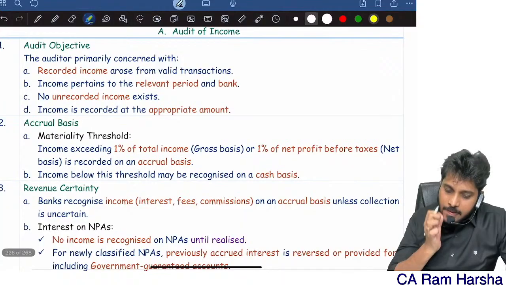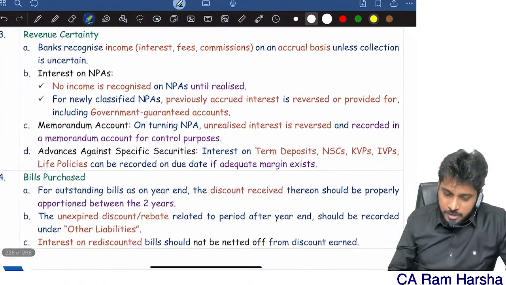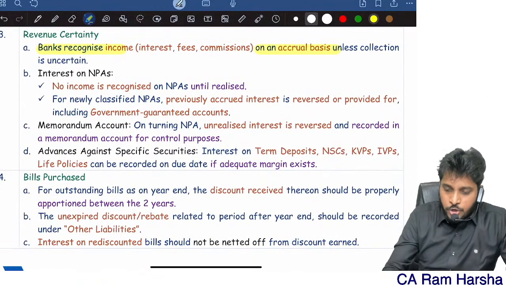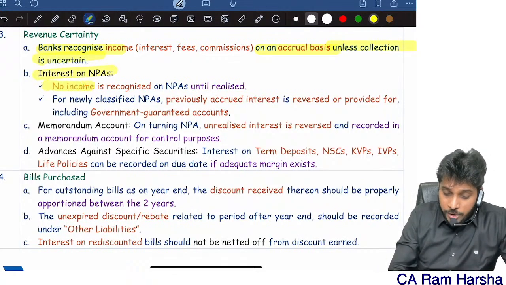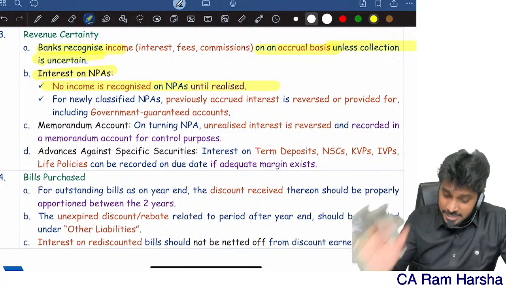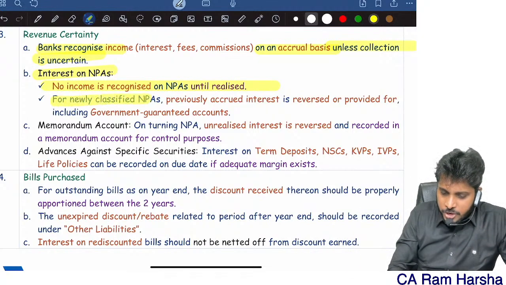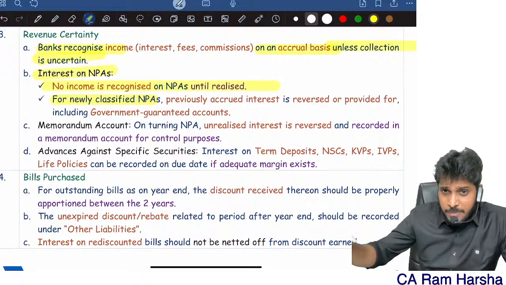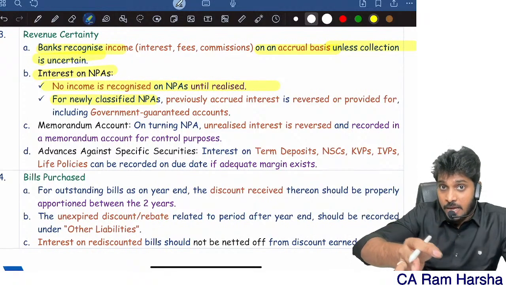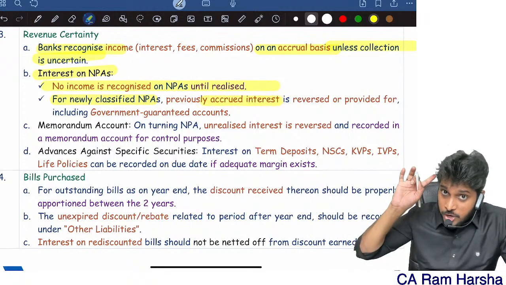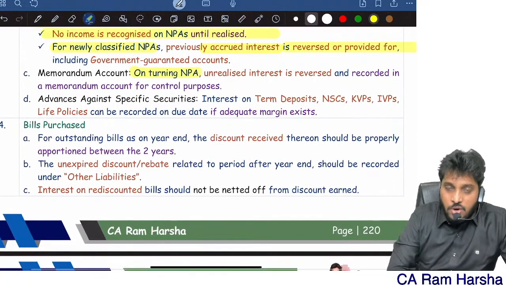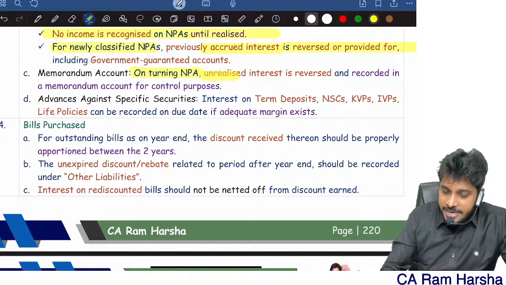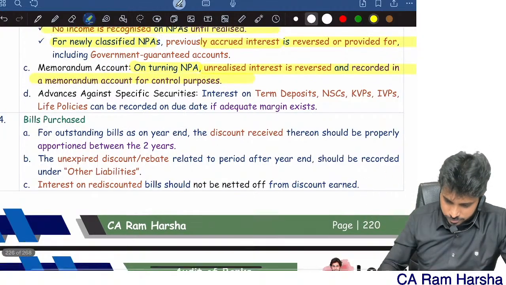Generally, what is audit of income? Banks recognize income on accrual basis unless collection is uncertain. Whereas on NPA, no income is recognized until it is realized. However, for newly classified NPAs, if any loan is recently classified as NPA, any interest recognized on accrual but not yet recovered shall be reversed. Once an account turns into NPA, unrealized interest is reversed and recorded in a memorandum account.